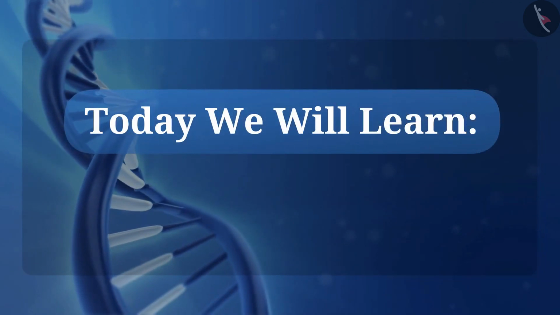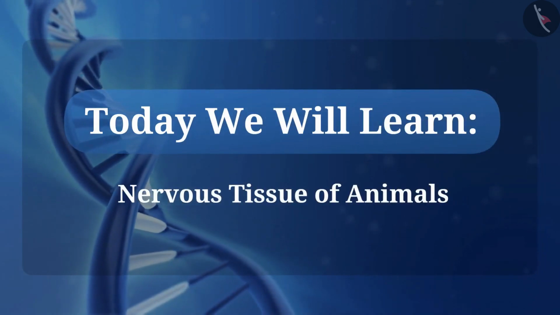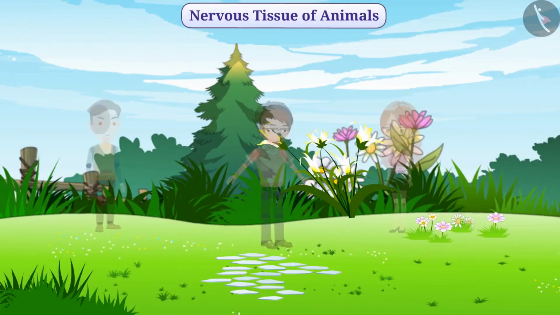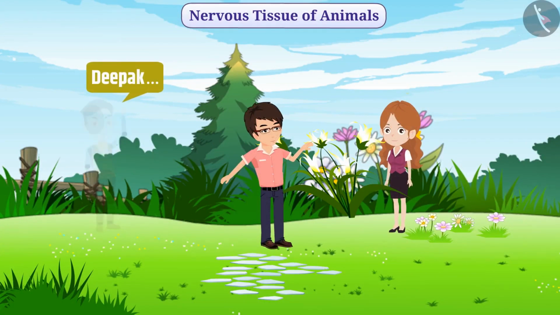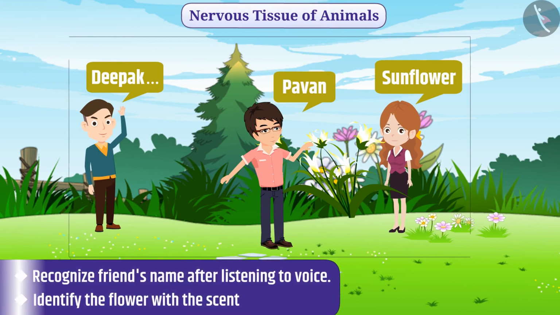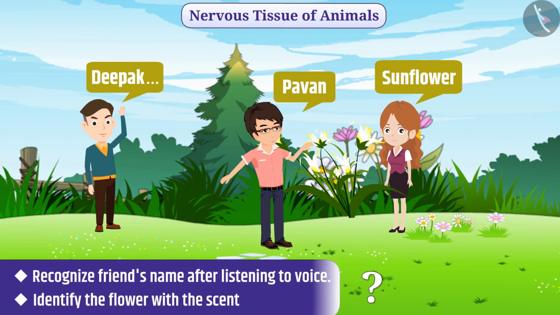Today we will learn about the nervous tissue of animals. We recognize the name of our friend only by hearing his voice. Similarly, only by the fragrance we can identify the flower. Can you tell us how can we do all this? Think.